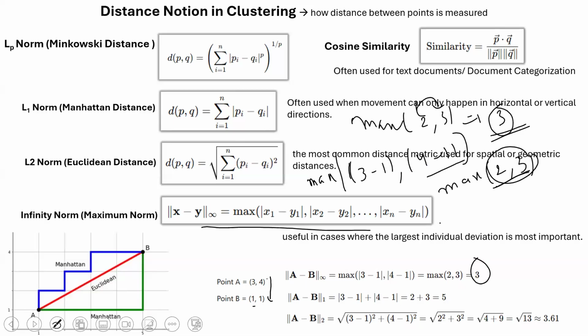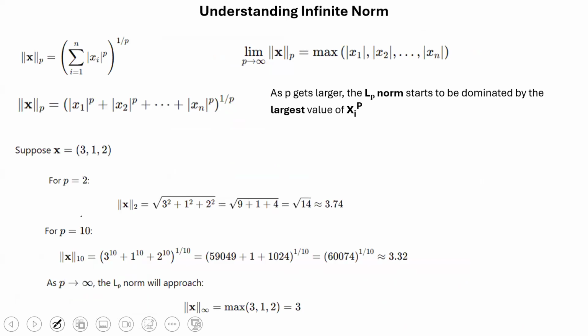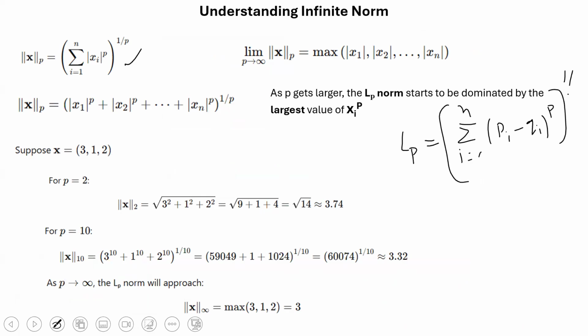How do we come up with this thing? This formula for infinite norm is something that you're going to understand. You're just applying infinity for p, and that is called the infinite norm, from the Lp norm. So let's understand how we came up with the infinite norm. This is the formula. The Lp norm is given by sigma i equal to 1 to n, |pi minus qi| to the power of p, whole to the power of 1 by p. Now replace p with infinity, and let me take xi is equal to pi minus qi.